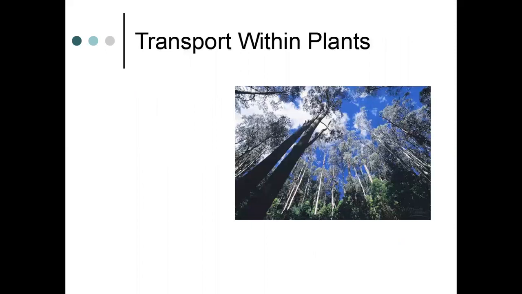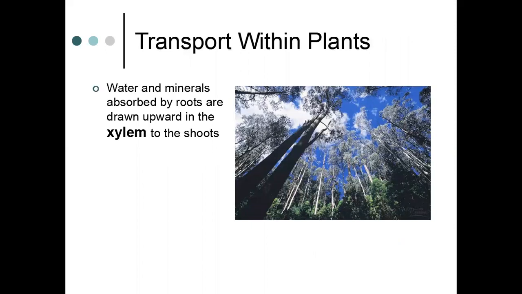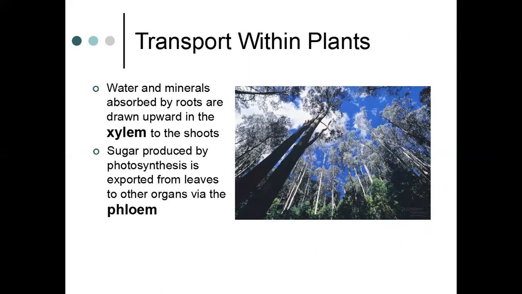Transport within the plant. Water and minerals absorbed by the root are drawn upward in xylem to the shoot. It means that water is transported throughout the plant with the help of xylem, and sugar produced by photosynthesis is transported by the leaf to other organs by phloem. We can say that both xylem and phloem are considered a vascular bundle. Xylem can transport only water and minerals, and phloem can transport photosynthesis products like glucose, or we can say food.